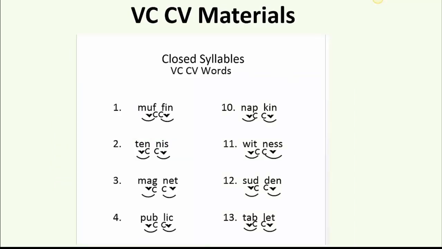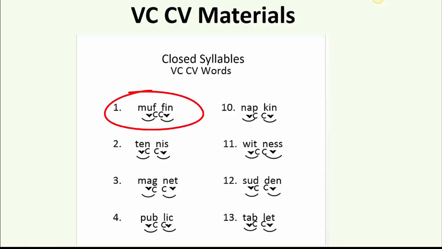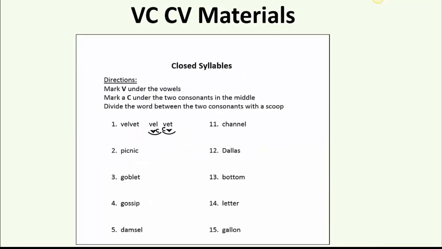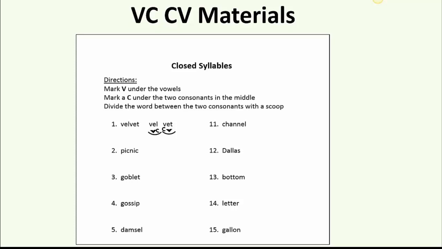The next step would be asking the students to read a list of vowel, consonant, consonant, vowel words which you have marked and scooped, e.g. muffin, tennis, but in much larger font. After that, the students could be given a similar list of vowel, consonant, consonant, vowel words with directions for them to mark V under the vowels and C under the two consonants in the middle, and divide the word between the two consonants with a scoop, just as you did on the previous sheet.